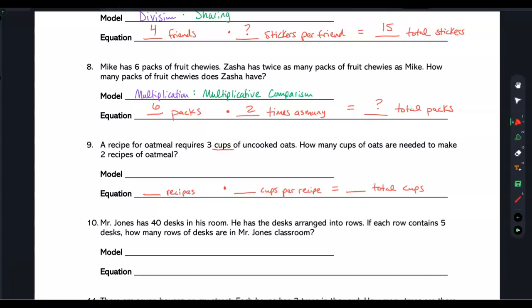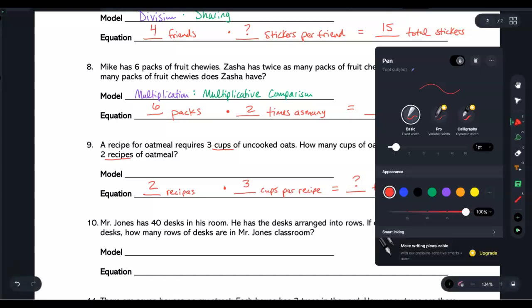That's for 1 recipe. So that means I know the per part, 3 cups per recipe. And then it wants to know how many cups of oats are needed to make 2 recipes of oatmeal. So I know that the number of recipes is 2. And so I'm trying to find the total number of cups. So how would I solve this? I would multiply 2 times 3.